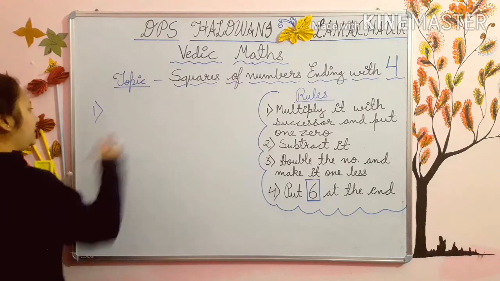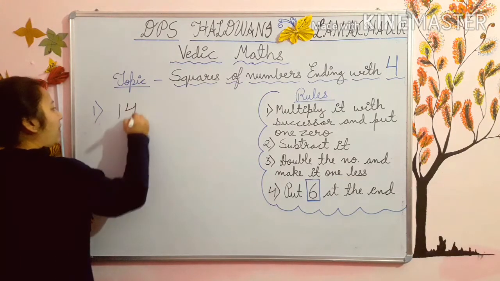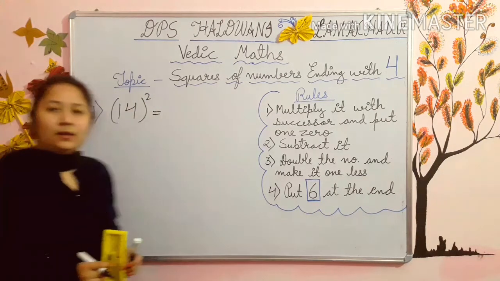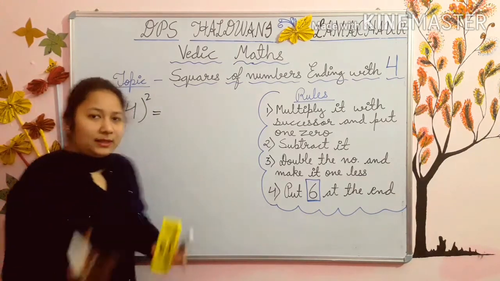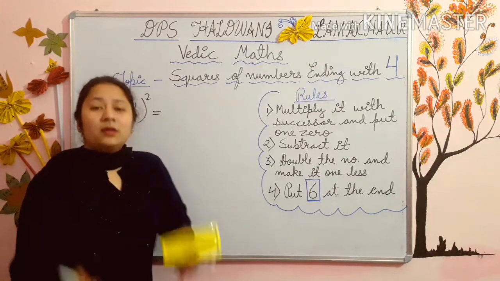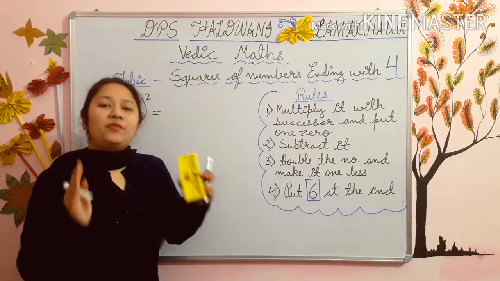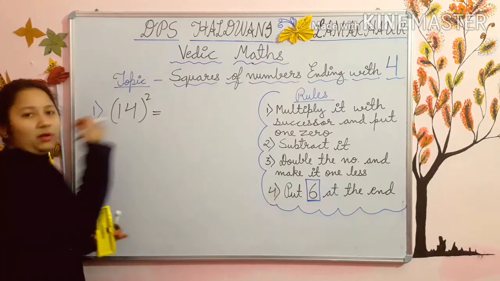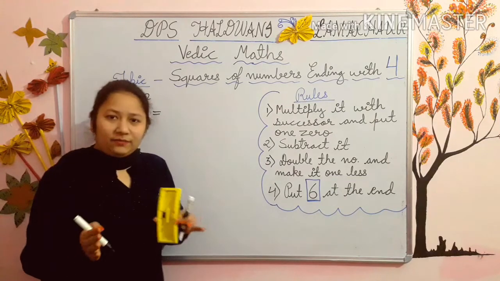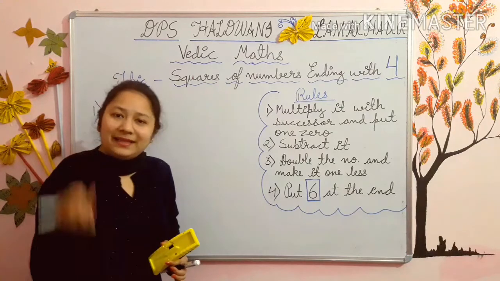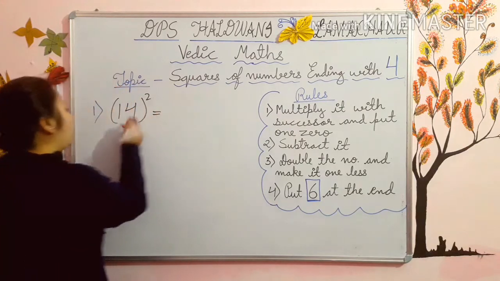Our first sum is the square of 14. Now some students will think that this square we can do orally because we know the square of 14. Students, first of all, we will apply our trick in the small sums. After that, when you are able to do it properly, then we will apply it in our lengthy sums. So, the square of 14.